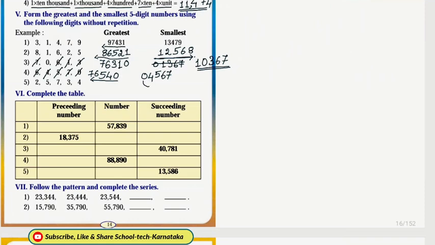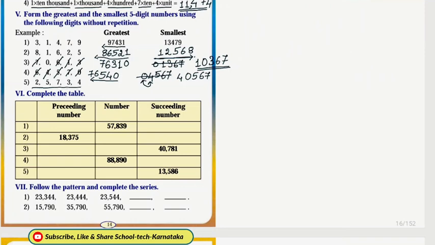So what we do here is change these two. So this is not our 5-digit number. We write the 5-digit number as 4, 0, 5, 6, and 7. Now let's move to our last example exercise.